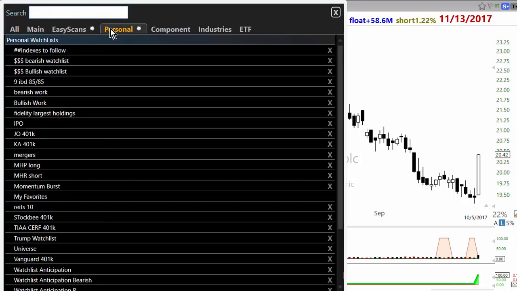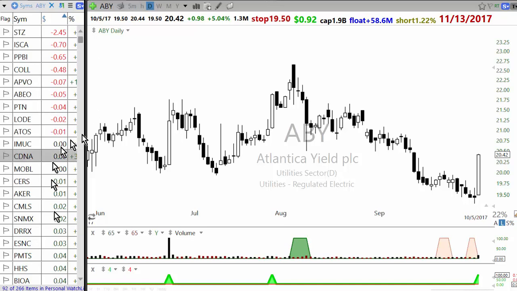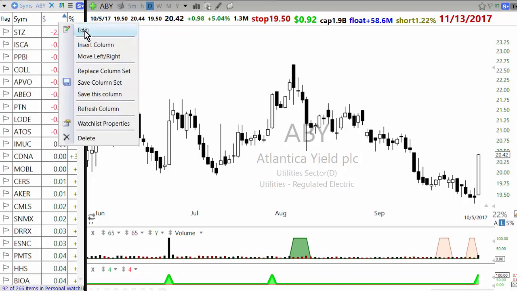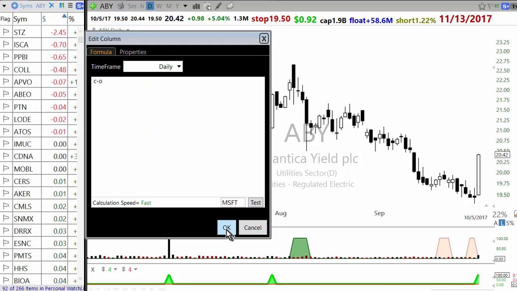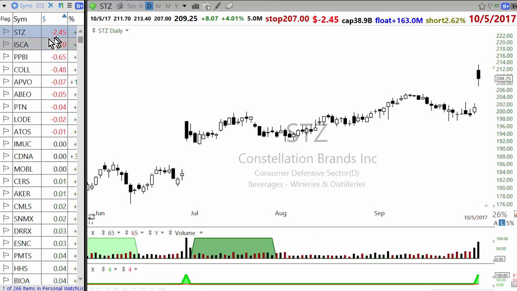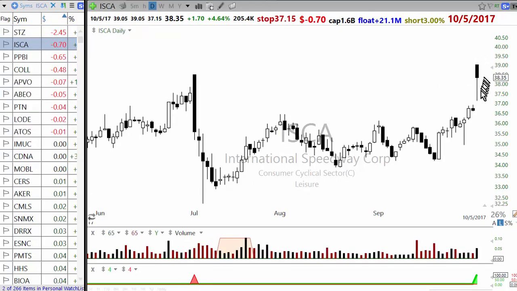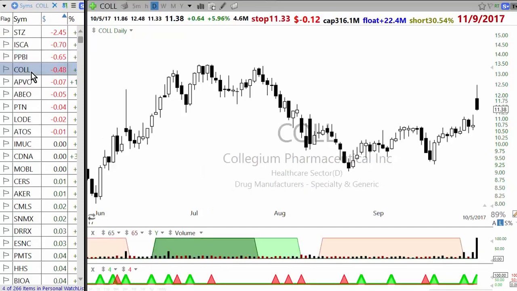So now we have a bullish working watch list which has 266 stocks, and it is sorted by dollar. Dollar is basically C minus O, so that is closing price minus opening price. What this means is this particular stock opened higher and then spent the rest of the day giving up $2.45, or this stock ended up giving up 0.70 from the opening price. So that way you don't have to spend time on stocks which had a gap up but ended up giving up the gains.